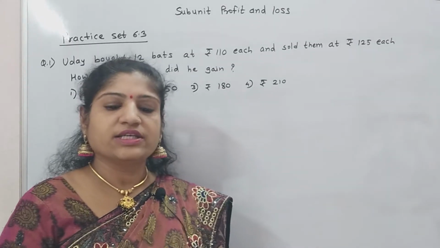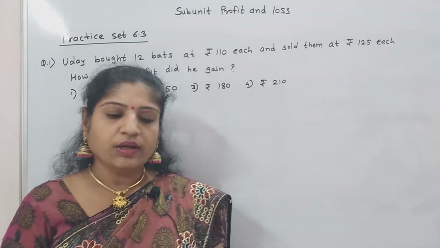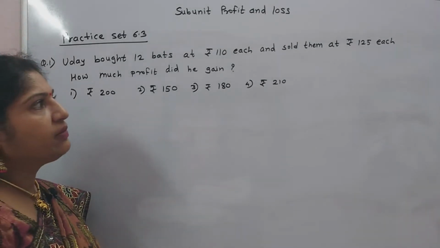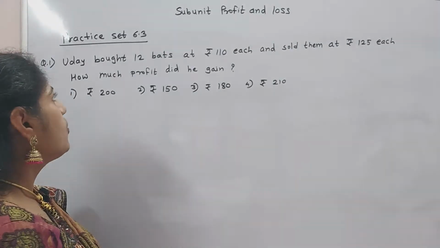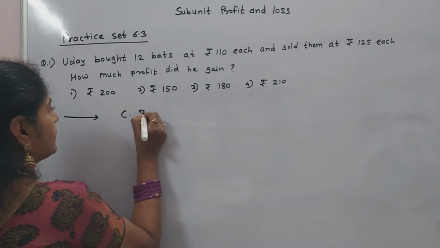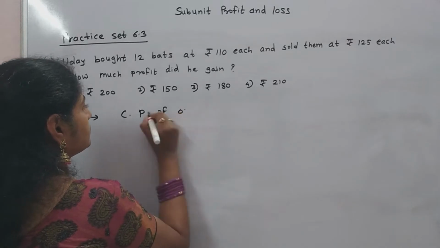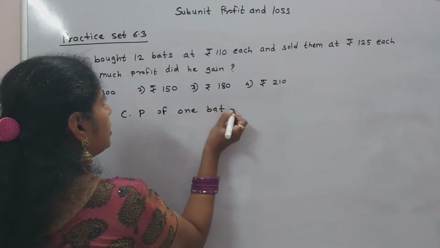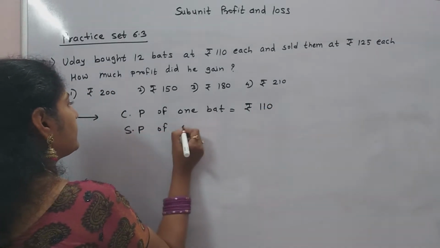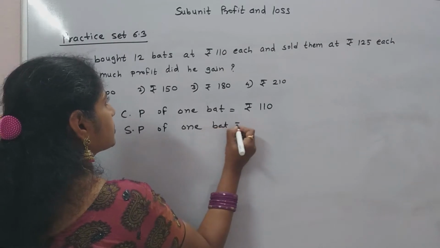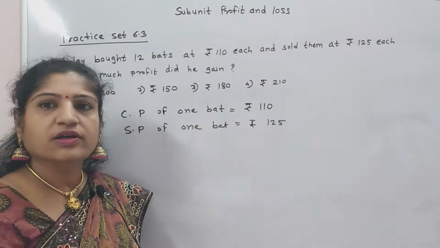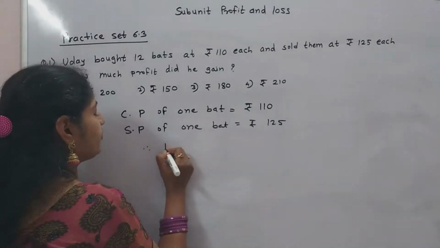Now practice set 6.3. First question: Uday bought 12 bats at rupees 110 each and sold them at rupees 125 each. How much profit did he gain? The cost price of one bat equals rupees 110. Selling price of one bat is rupees 125. Selling price is greater than the cost price, so there is a profit.